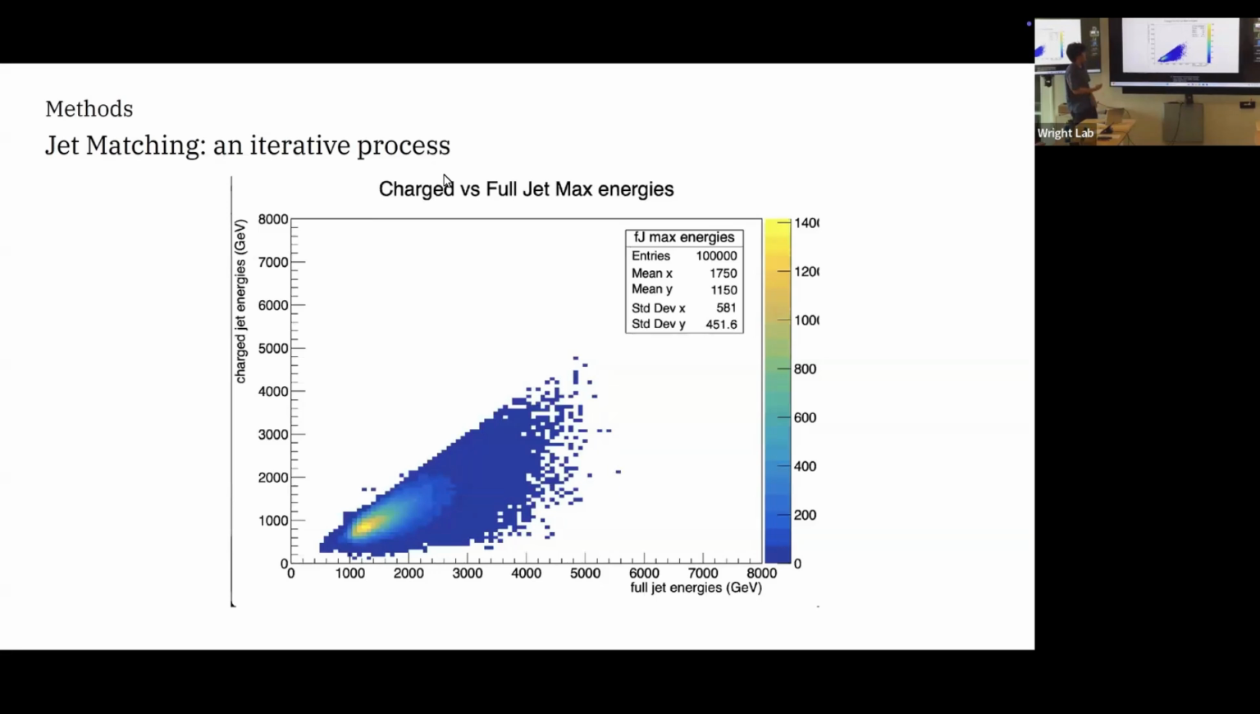This one's kind of boring. It's like a jet spectra. So this is like a matrix of charged jet energies versus full. And so you can see that naively, we would expect the charged jet energies to be lower just because we stripped out a lot of the particles, and in fact it is.